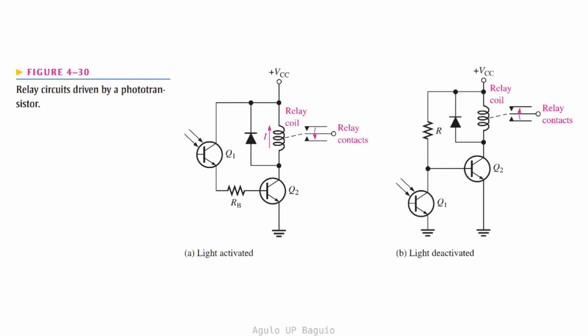In the second circuit, in B, the relay is light deactivated. When there is no light present, the relay is turned on. This is because current is supplied to Q2 by VCC through R, when there's no current through Q1, since Q1 acts like an open switch. When light is present, Q1 then acts as a closed switch and current flows through Q1, and there is a decrease of current through the base terminal of Q2. Q2 is then switched off and the relay is turned off.